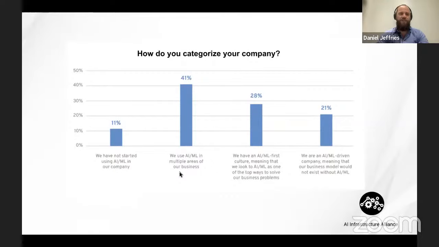I would say the last thing we looked at that's probably relevant to you folks is, how do you categorize your company? What we started to notice is that more and more people are just digging into machine learning. Very few haven't started at all. A bunch of them, 41%, are using it in multiple areas of their business. 28% even categorize themselves as an AI-first culture. And a rise that we're going to see in the coming years are AI-driven business models. These are companies where the model simply could not exist without AI/ML.